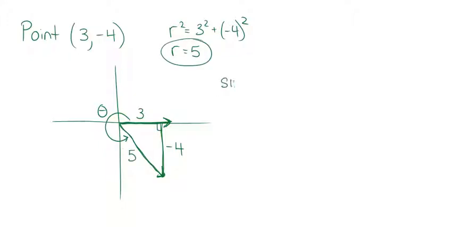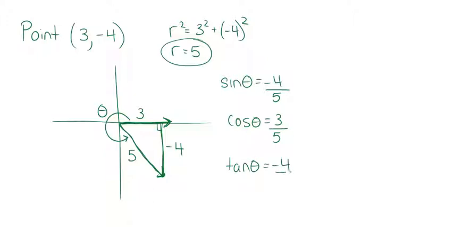So now if I wanted to write out my ratios, I know that sine theta is opposite over hypotenuse. Cos is adjacent over hypotenuse. Tan is opposite over adjacent. Then if I also wanted to figure out what this angle was, I could use any of these ratios to help me find this related angle here.